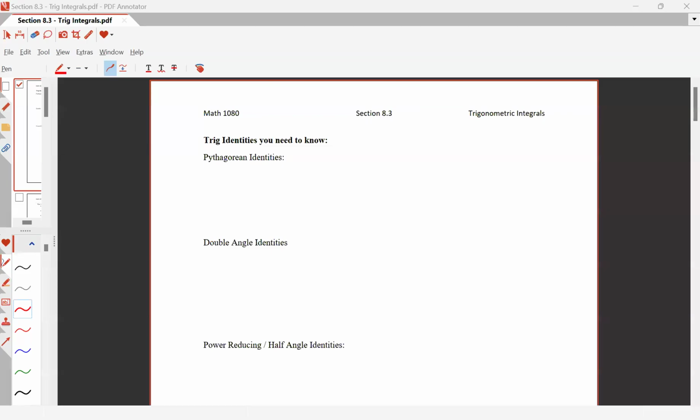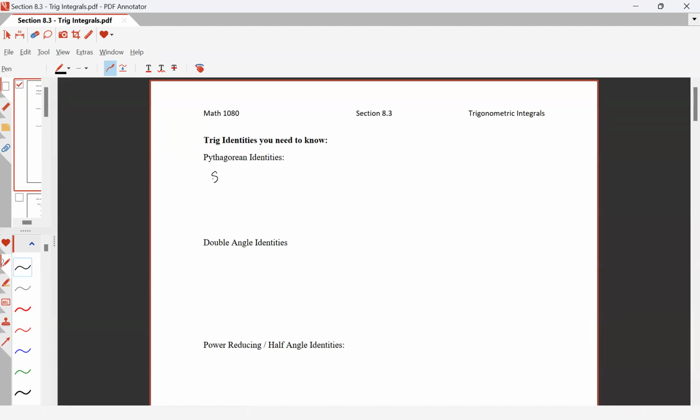Hello, in section 8.3, we are going to look at how we evaluate trig integrals. So to evaluate trig integrals, we're going to need to review some trig identities that are going to be very useful in these evaluations. The first is remembering our Pythagorean identities.